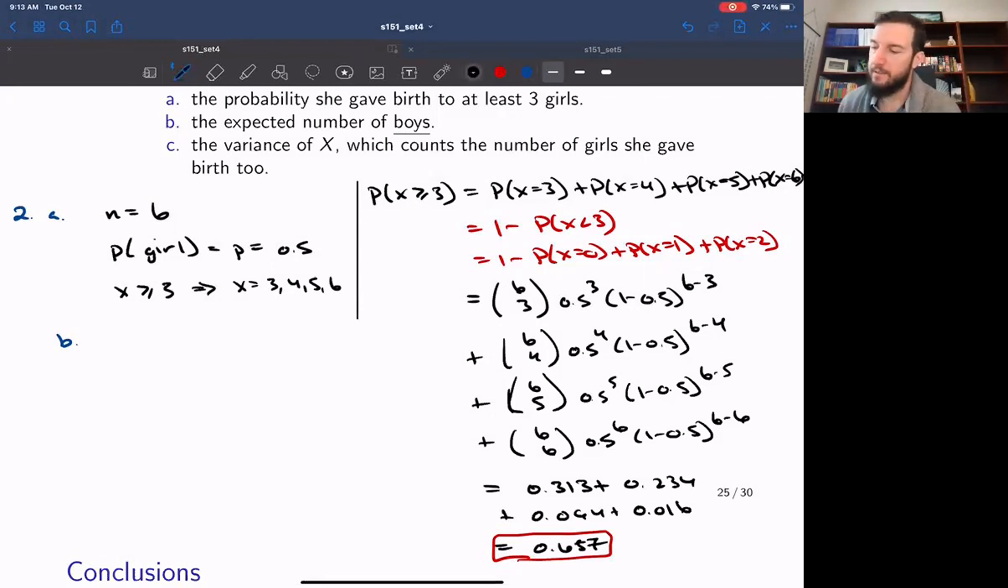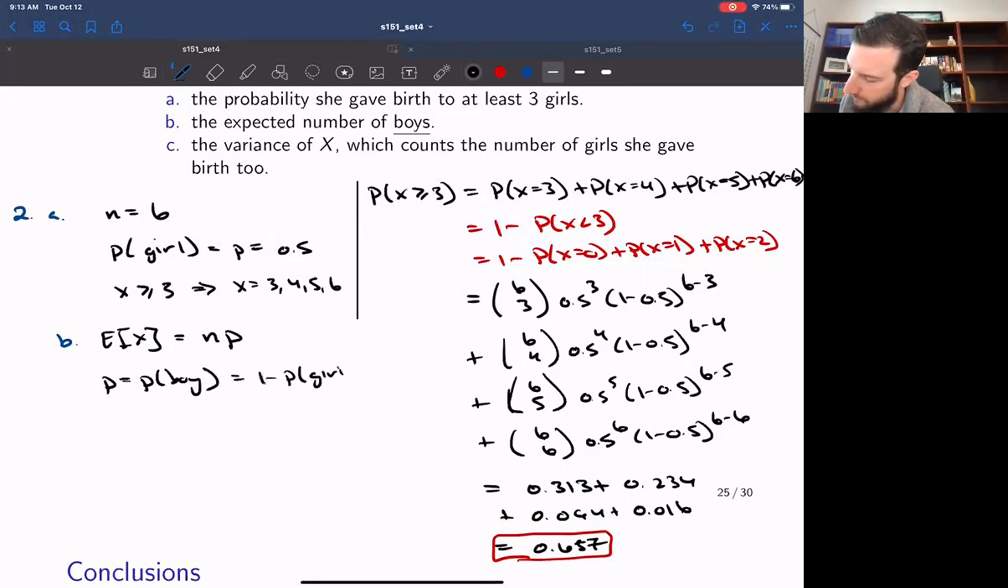Okay, in part B, it asks, what is the expected number of boys? All right, so here we have the expected value of X is equal to little n times p. Okay, in this case, X is counting the number of boys. So p, which is the probability of a boy, is going to be 1 minus the probability of a girl, which is 0.5. Okay, so therefore, the expected value of X is equal to 6 times 0.5, which is 3.